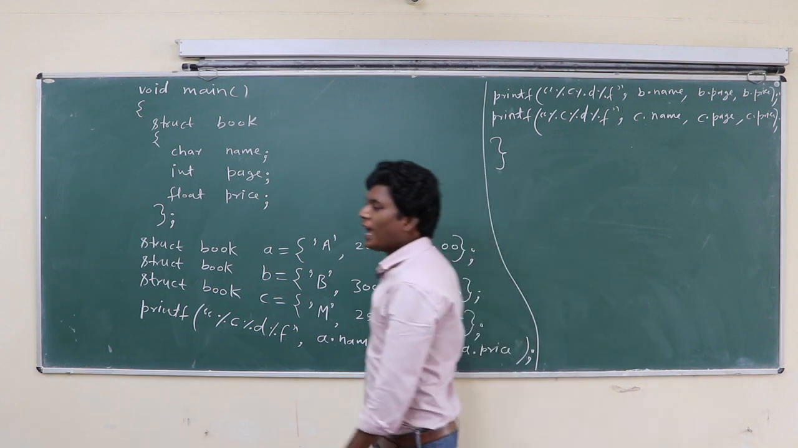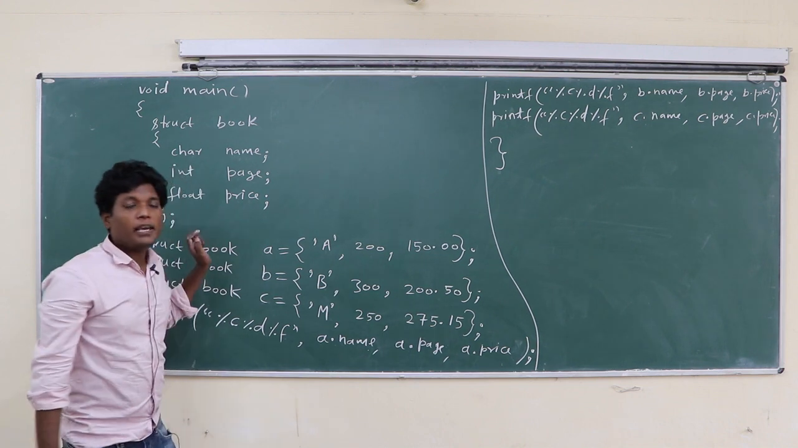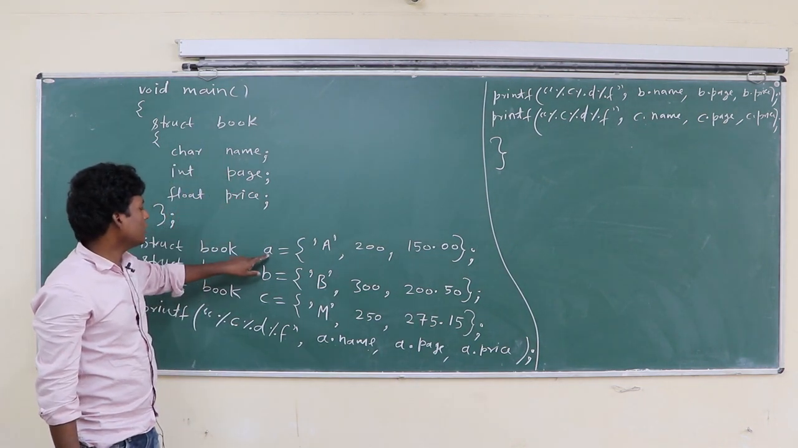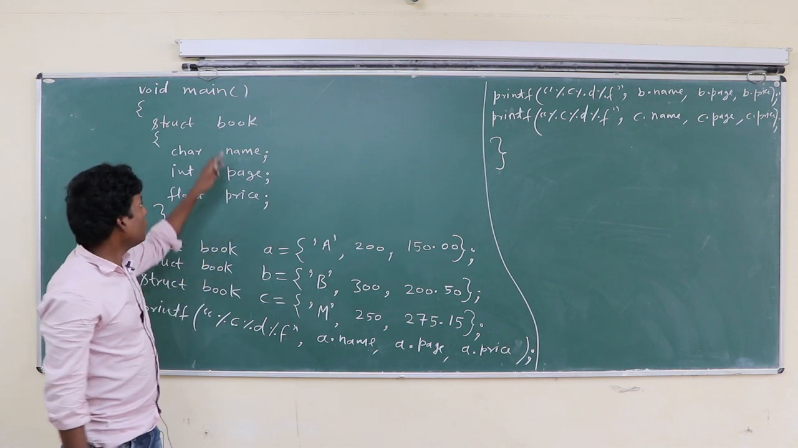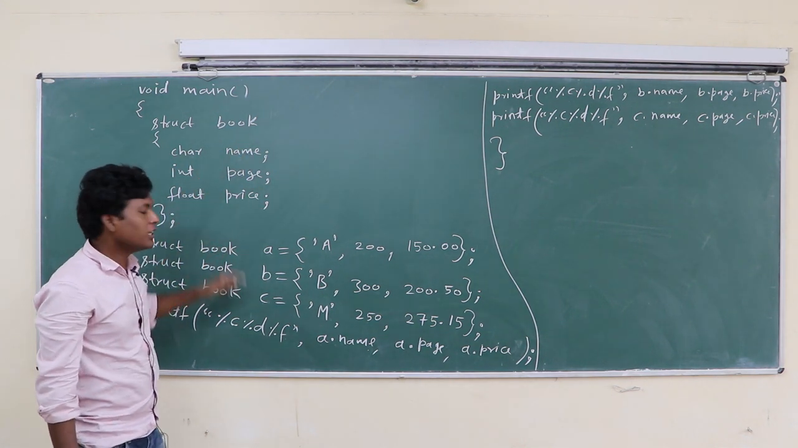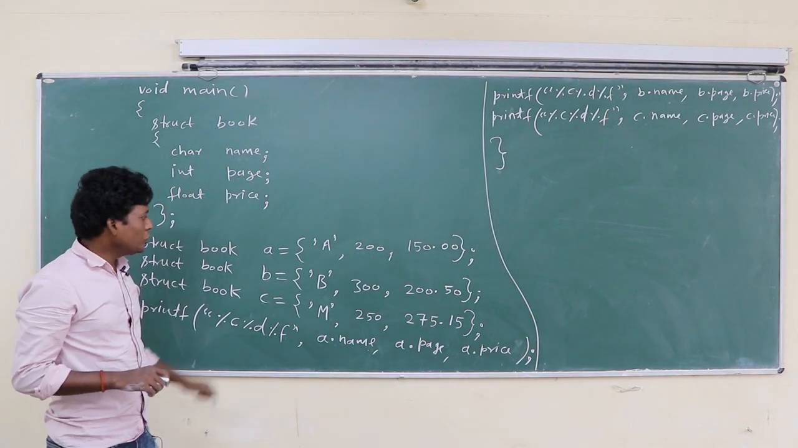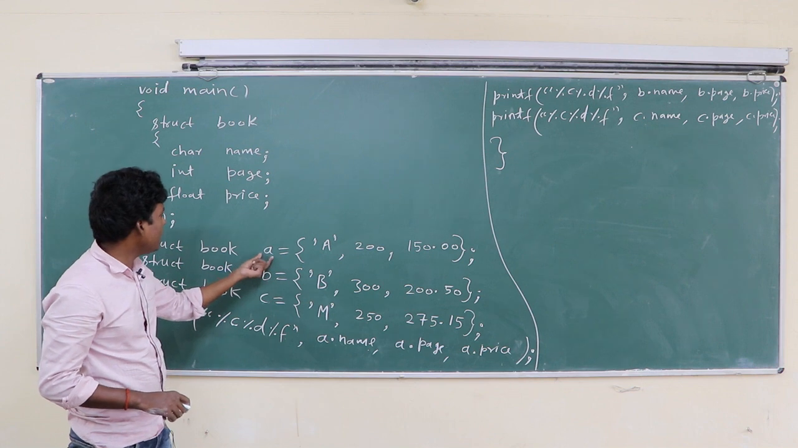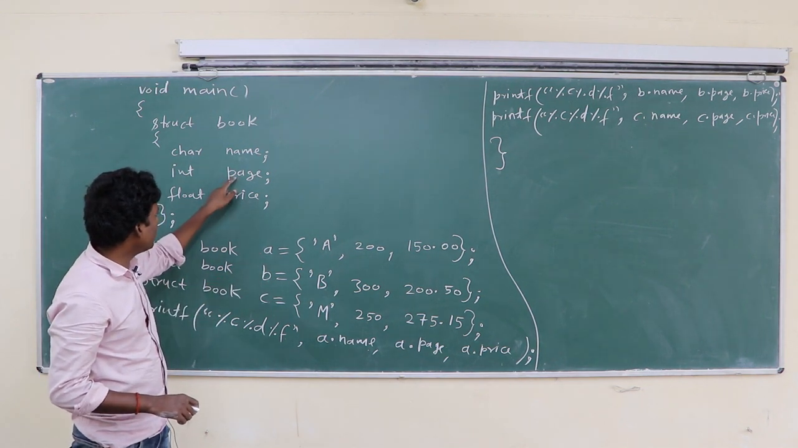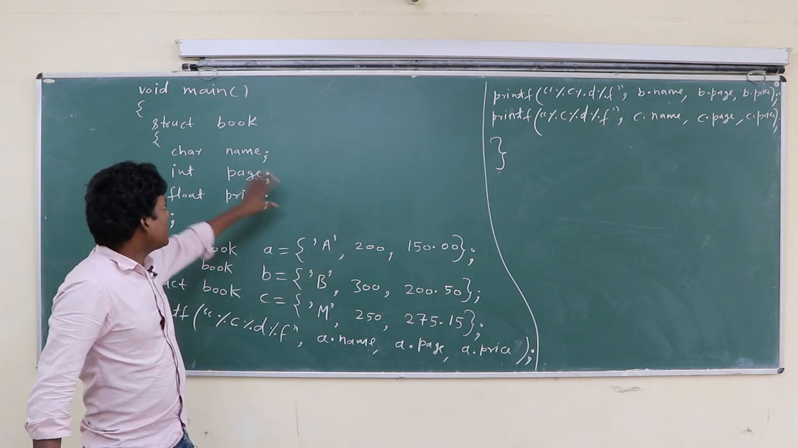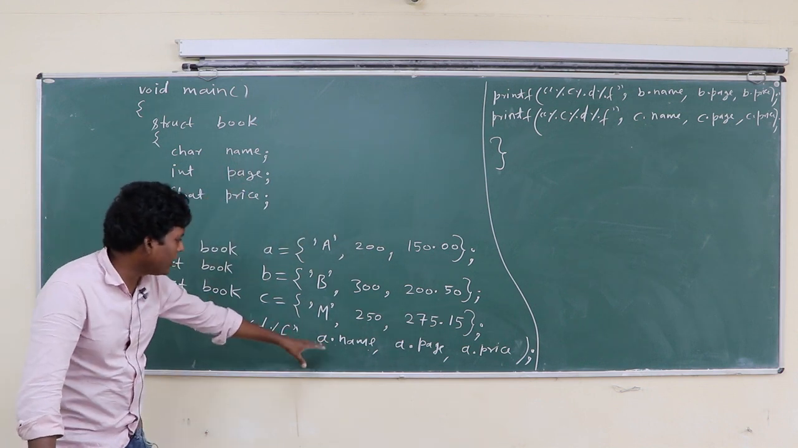Class, we access the structure elements using the dot operator. Use the variable, then the dot operator, plus the element. Okay class, in this way we access these structure elements in printf.